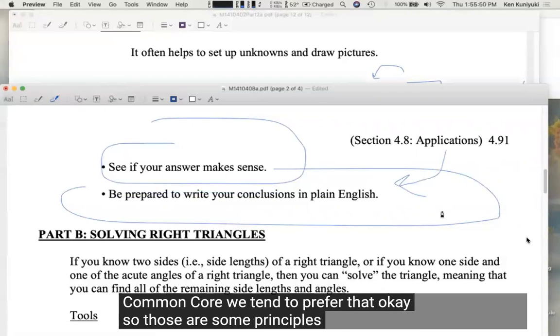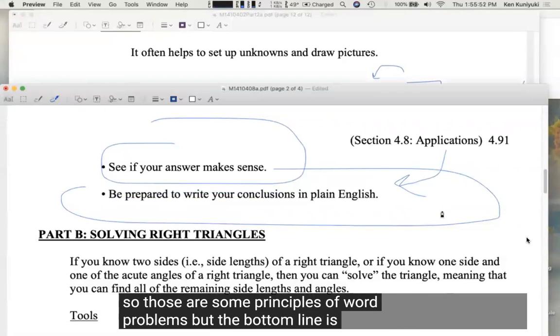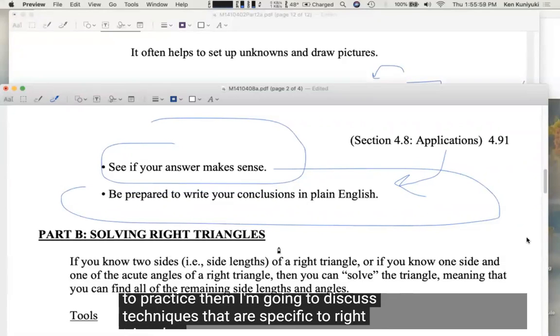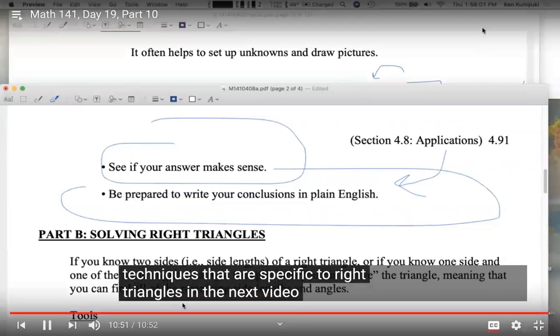Okay, so those are some principles of word problems, but the bottom line is you have to practice them. I'm going to discuss techniques that are specific to right triangles in the next video. Okay, so before it's more of the art, right? This is kind of the art of setting up a solution to a word problem, which is an art you develop with practice. Next is more sort of traditional SOHCAHTOA type stuff.